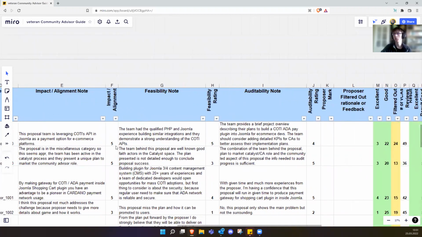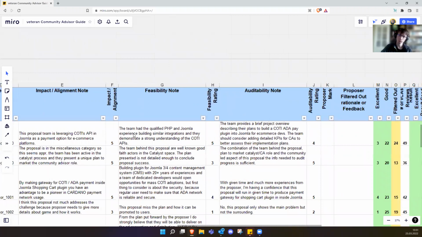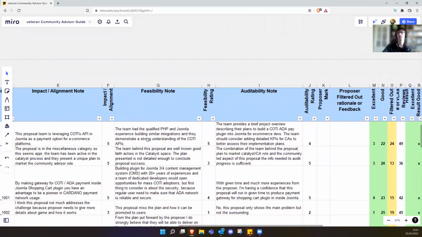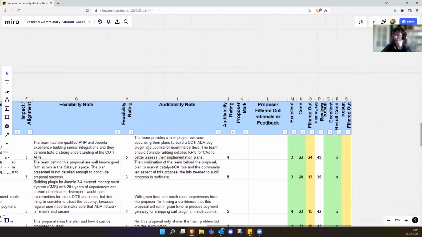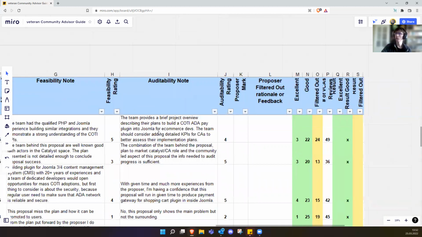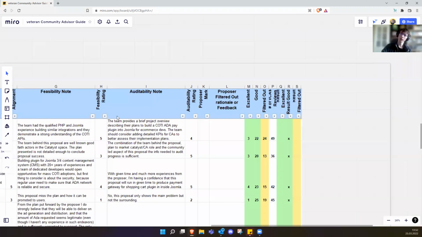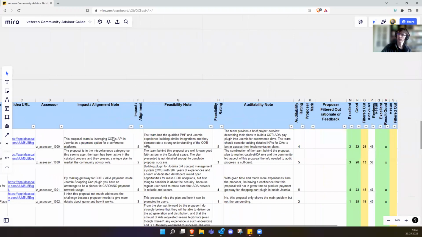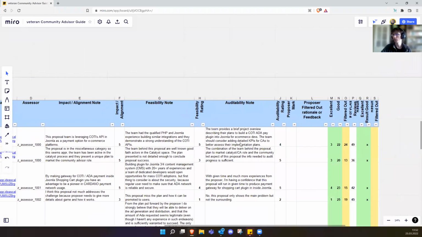And here again, the rationale wasn't really given by the assessor, but they do say what the proposal says. It's a bit more of an observing assessor. And then they have an auditability note. But now, as you see, this assessor gave basically the maximum score to the proposal.